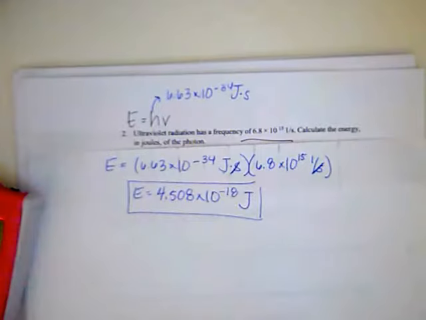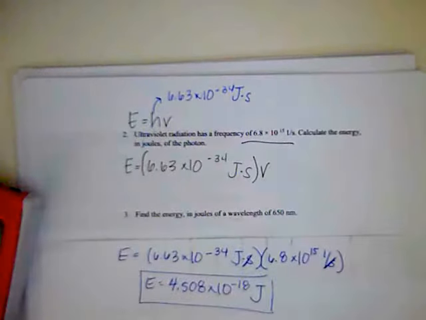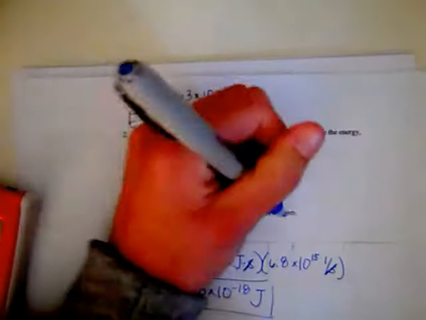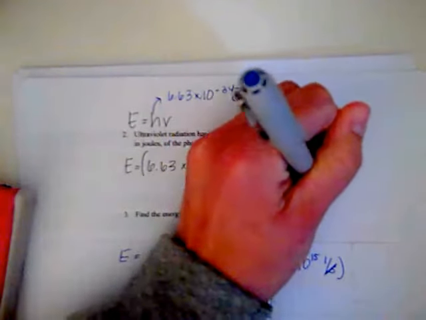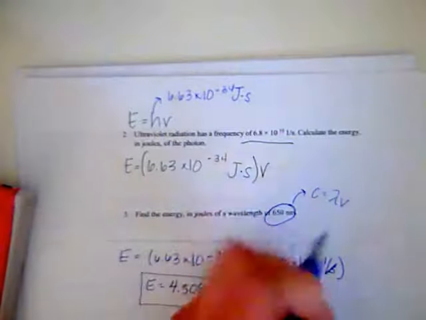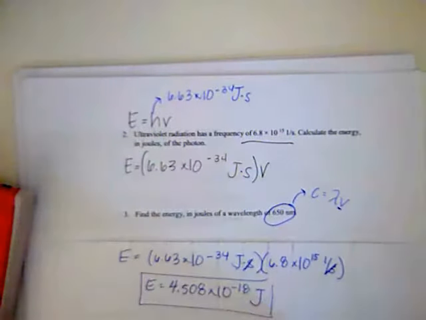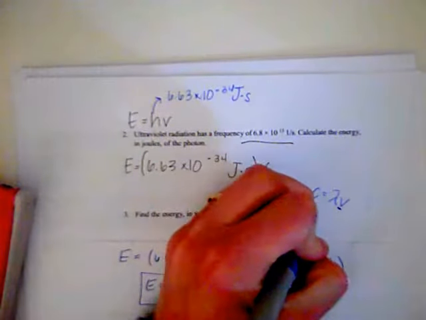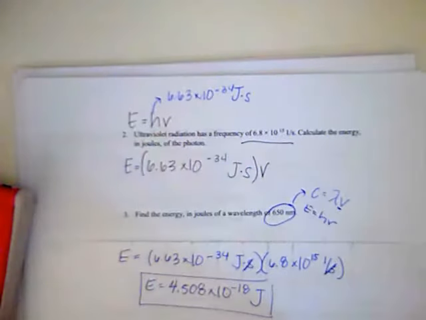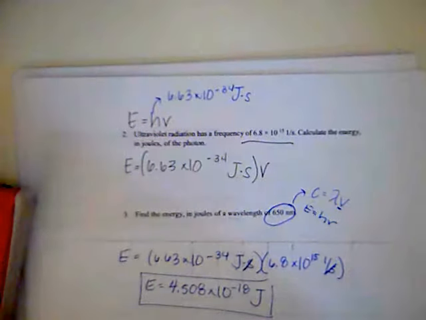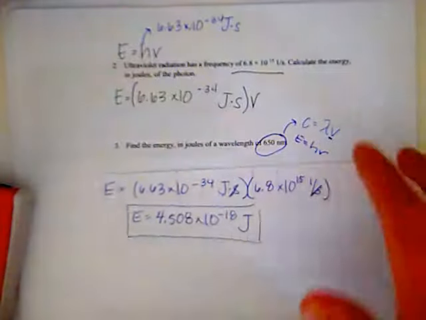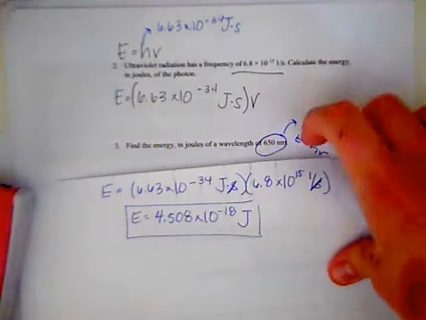All right, go ahead and try to do number 3 on your own. It says find the energy in joules of the wavelength of 650 nanometers. So you're going to have to go back and use c equals lambda nu to find the frequency, and then you can do energy equals Planck's constant times nu to figure out the energy. So take a second to work through that problem, and then I will reveal the answer.